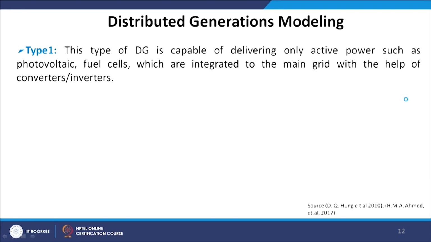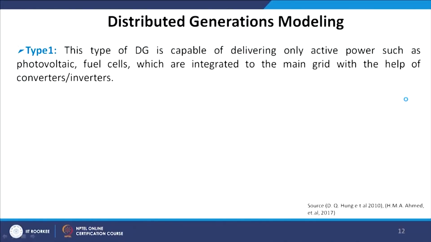Now, when you model, the next level is distributed generator modeling. We model distributed generators based on 4 types: type 1, type 2, type 3, type 4. Type 1 is a distributed generator capable of delivering only active power, such as photovoltaics and fuel cells, which are integrated to the main grid with the help of converters and inverters. So, this kind of modeling we say is only real power injection, which is type 1.